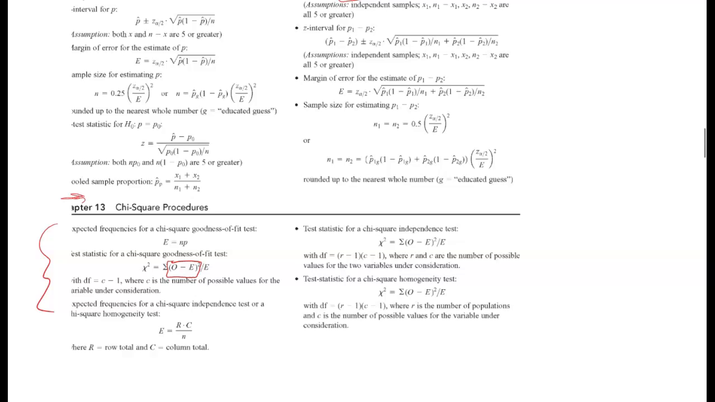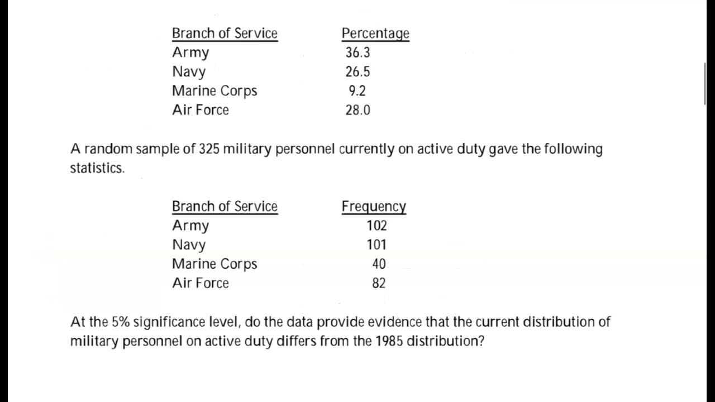So you have to know, okay, chi-square goodness of fit is all about current observed values matching expected values. How do we find expected values? Well, you take the number times the percent. So let's go back to our problem and see what that means. Clearly, the current sample is what you are observing. These are our observed values. Of the 325, we've got 102 in the Army, 101 in Navy, 40 in the Marine Corps, and 82 in the Air Force. That's what we're currently observing.